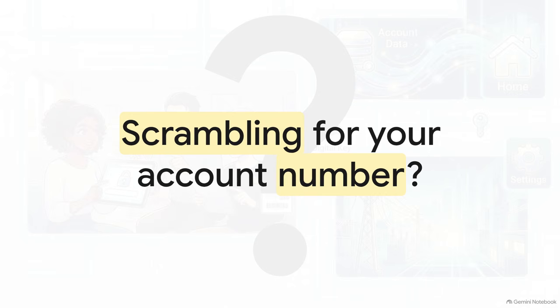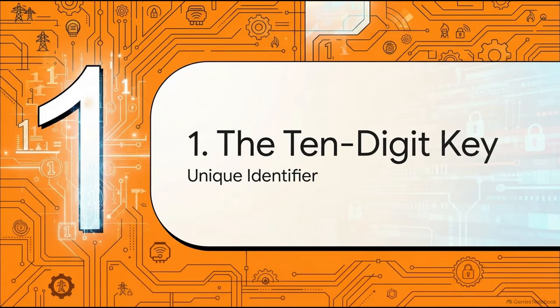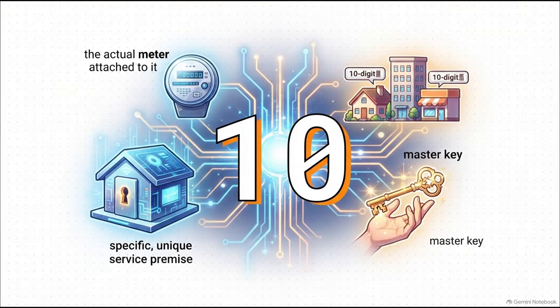Okay, let's dive into this with Section 1, the 10-digit key. So what are we actually looking for here? Well, every single National Grid account number is exactly 10 digits long. It's not just some random string of numbers. It basically acts as the master key that identifies your specific, unique service premise and the actual meter attached to it. If you're someone who manages multiple properties, you'll definitely want to note that each individual location is going to have its own distinct 10-digit account number.